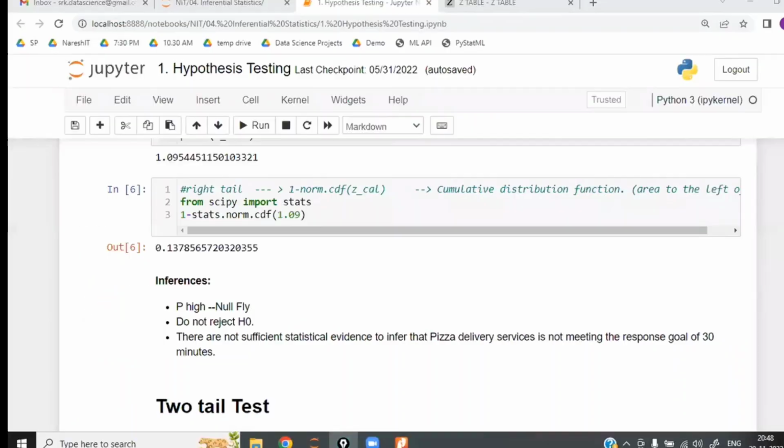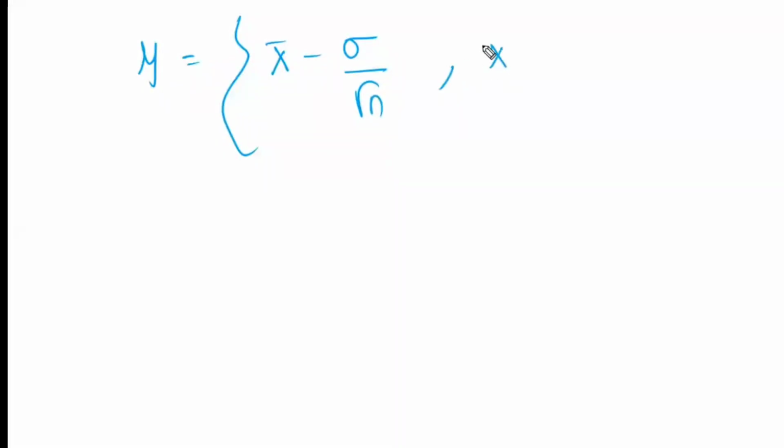You know, that is working on the confidence interval. Do you remember the confidence interval? What is the confidence interval concept? Mu is equal to the interval of x bar minus sigma by square root of n to x bar plus sigma by square root of n. This is the interval, right?